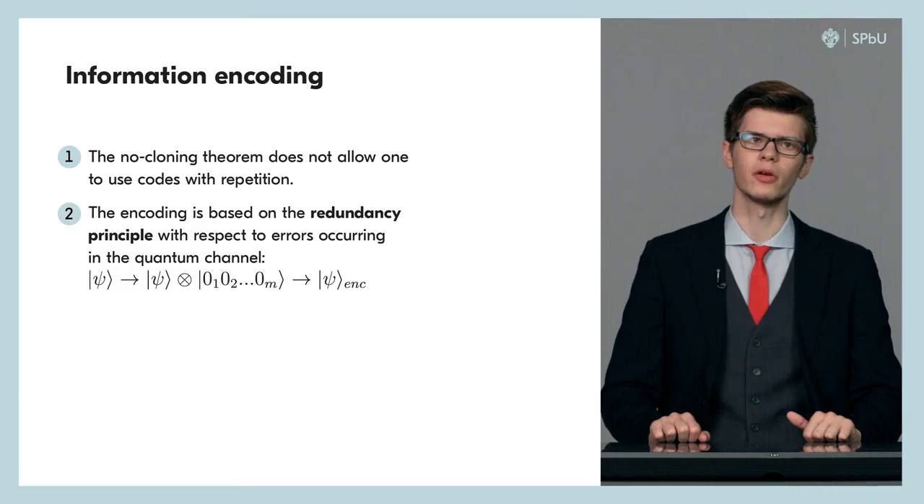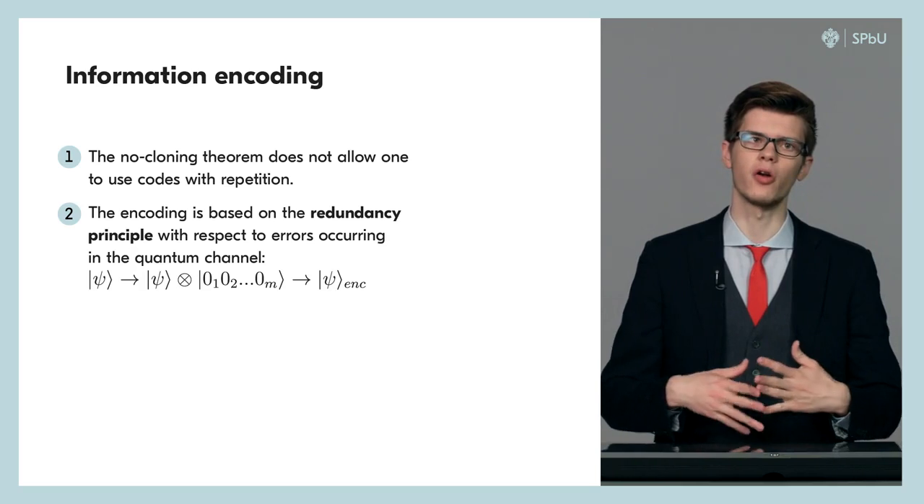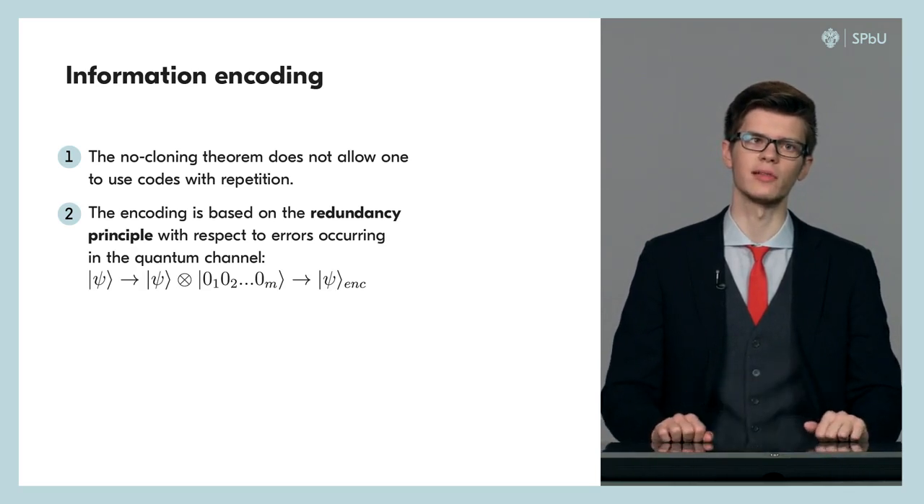So, after we've got the error models, let's now turn to the information encoding. The encoding is based on the redundancy principle, as it was in the classical case. It means that the encoding should proceed in such a way that if an error occurs and a part of the information is lost, the rest of the information should be enough to restore the initial information.